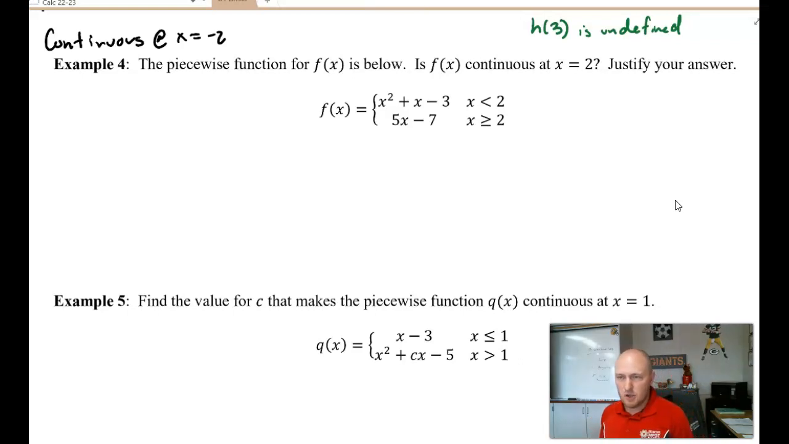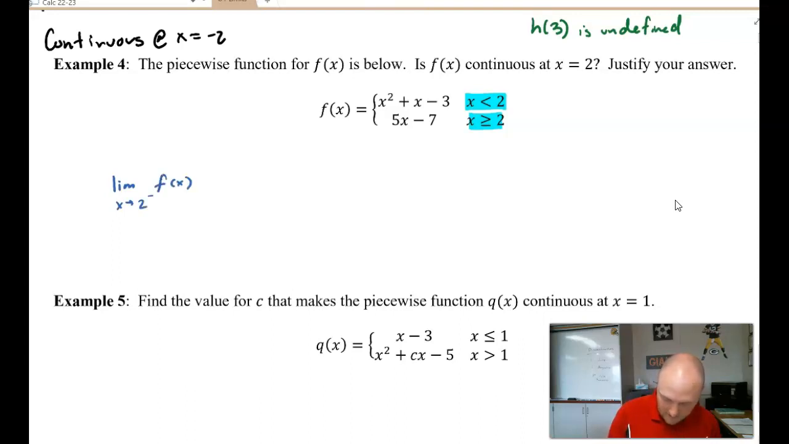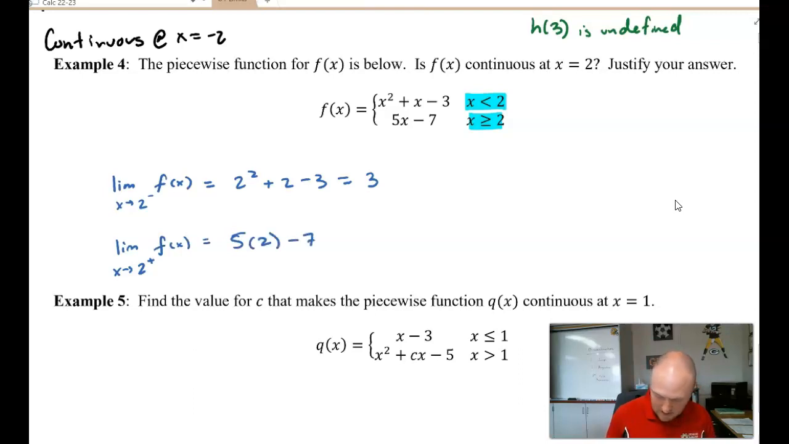All right, welcome back. So for this one, again, is it continuous at 2? I need to analyze my cut point, which is 2. So what's the limit as x approaches 2 from the left of f of x? All I'm going to do is plug in 2. We have 2 squared plus 2 minus 3. So that's 4 plus 2, 6. Take away 3 is 3. Now what's the limit as x approaches 2 from the right of f of x? Well, 5 times 2, take away 7.